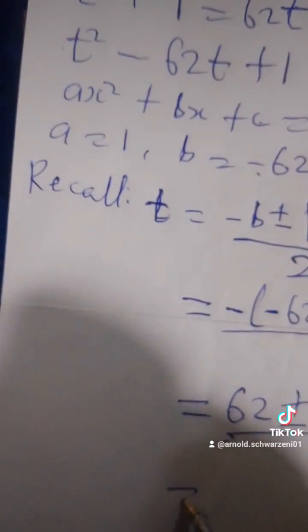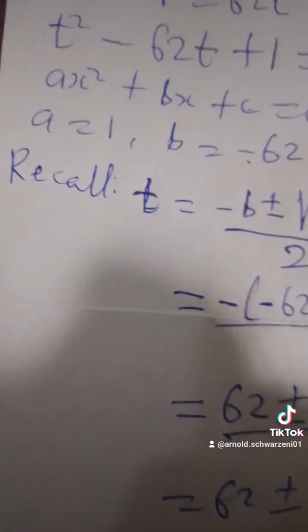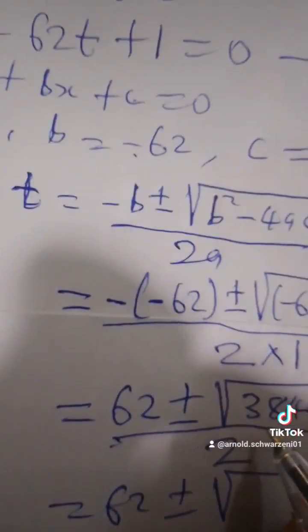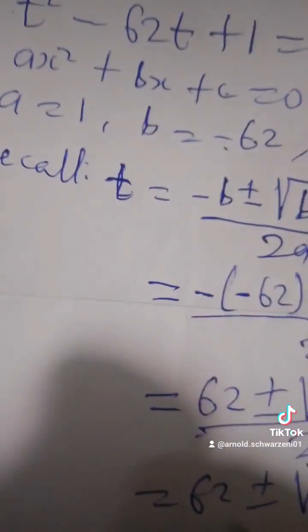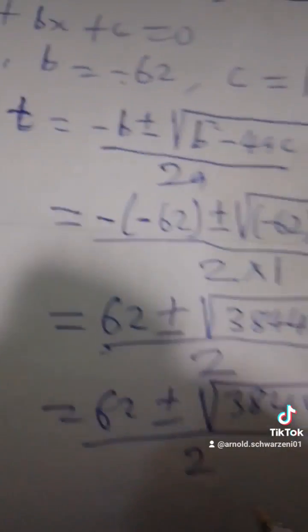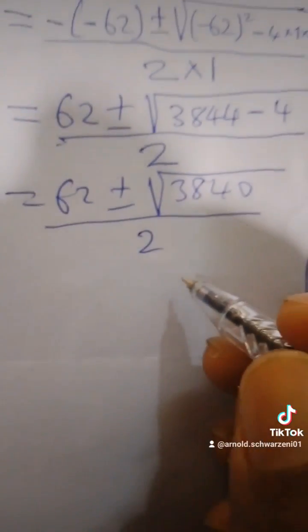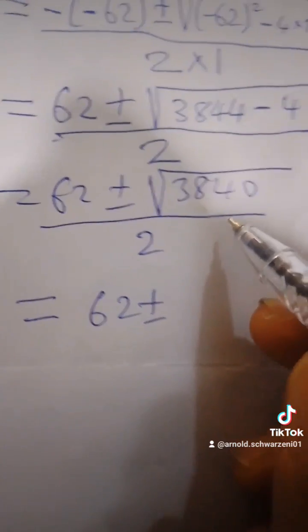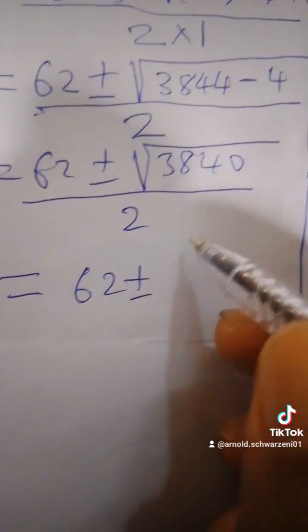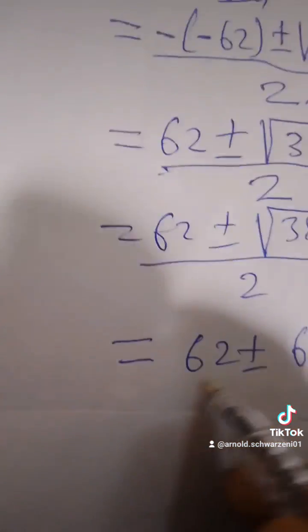Okay, so proceeding from there, we have 62 plus or minus square root of, now 3844 minus 4 will give us 3840, all over 2. Now, the next thing we do is, 62 plus or minus. Now, this 3844 is the perfect square. The square root of that is 62. So we have 62 all over what? 2.